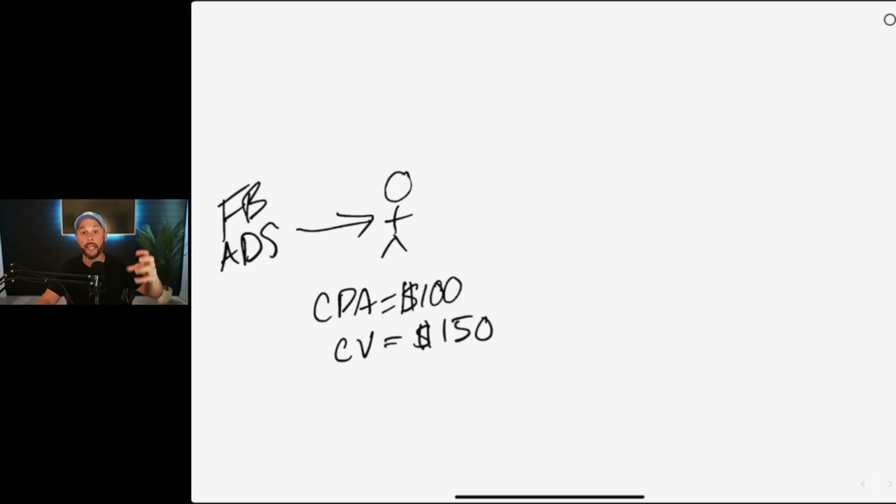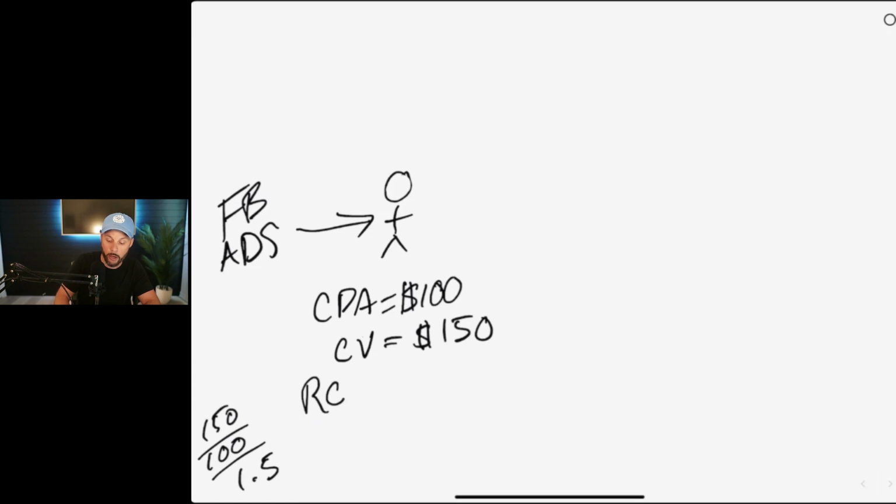So now we need to calculate what's our return on ad spend. Return on ad spend is calculated by your cart value divided by your cost per acquisition, right? Which would be 150 divided by 100, which would give you 1.5. So that means you have a return on ad spend of 1.5. And at that point, that means you ran that ad, you made that sale, and you acquired this customer for free.